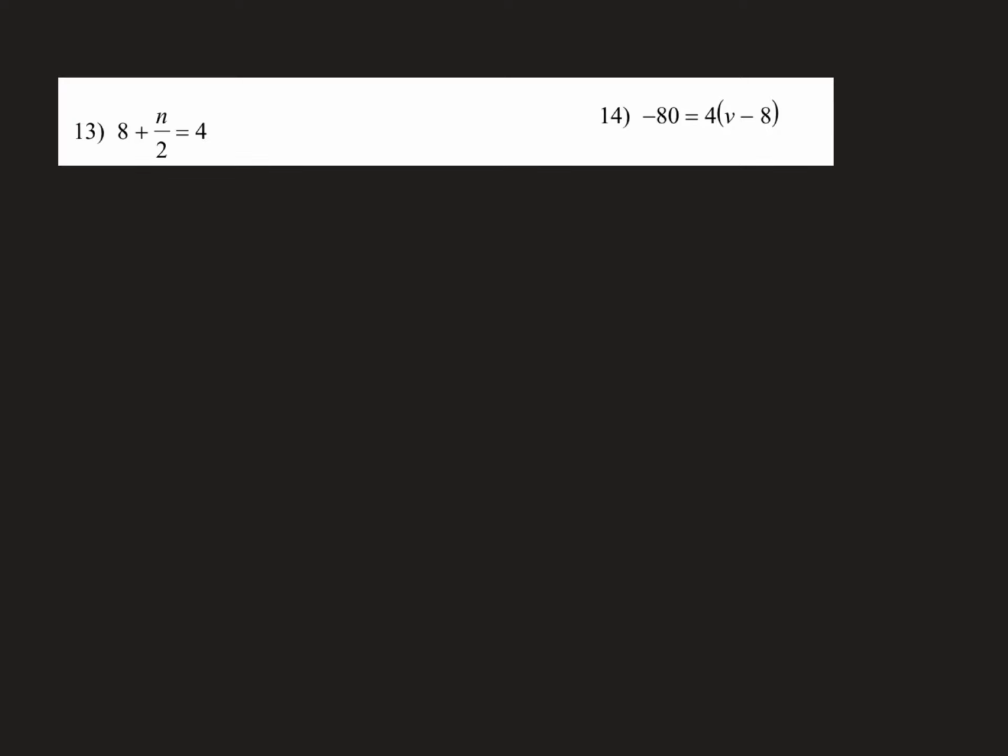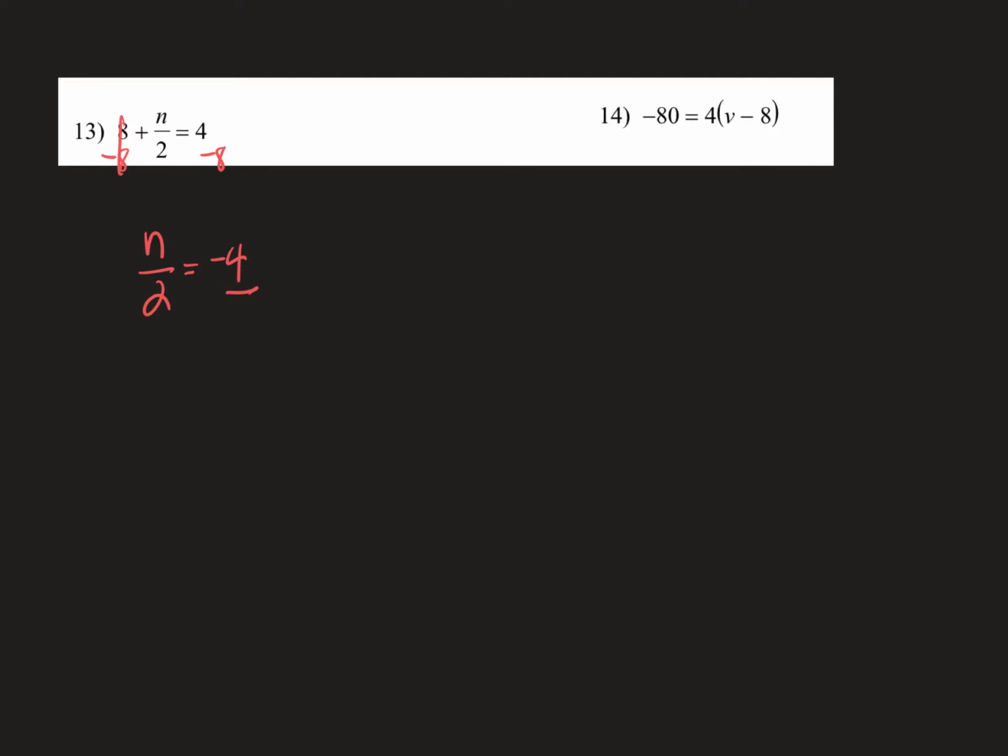13, I'm going to subtract 8 first. So n divided by 2 equals negative 4. Let me speak just for a second about why I did not cross multiply. It's because on this left-hand side, the 8 was not in the numerator, so I did not cross multiply. I wanted to move this 8 to the left. I could cross multiply next.